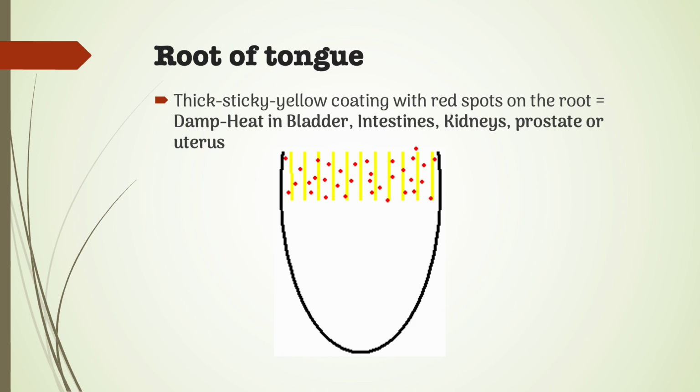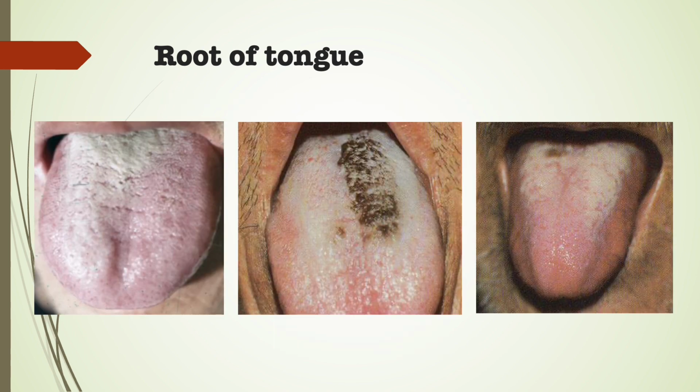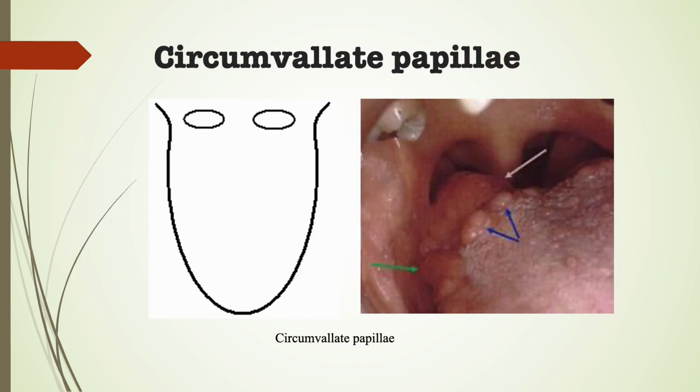Thick, sticky yellow coating with red spots on the root indicates damp heat in the bladder, intestines, kidneys, prostate, or uterus. It is important to note that in Chinese tongue diagnosis, we do not look at the two large papillae, which are the circumvallate papillae that are right at the back of the root of the tongue. They have no clinical significance. If we see those two papillae, we are looking too far back.